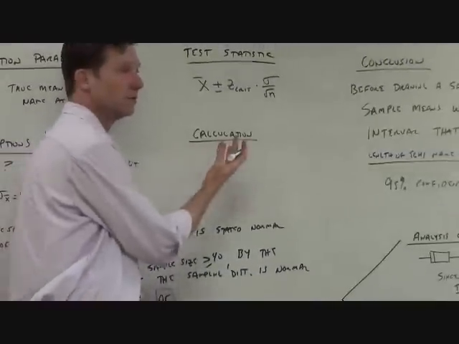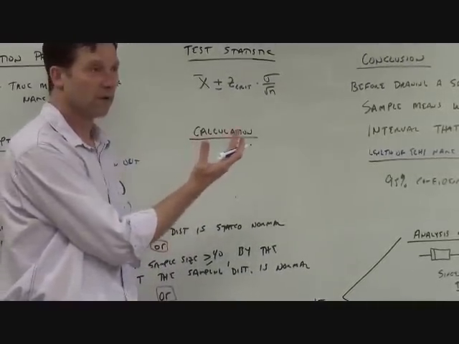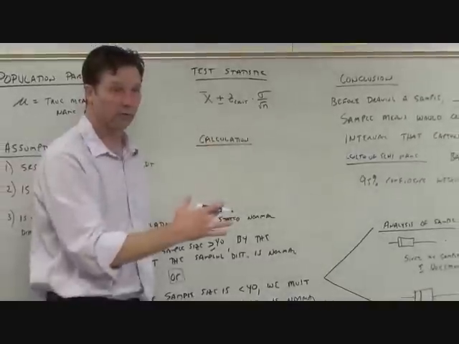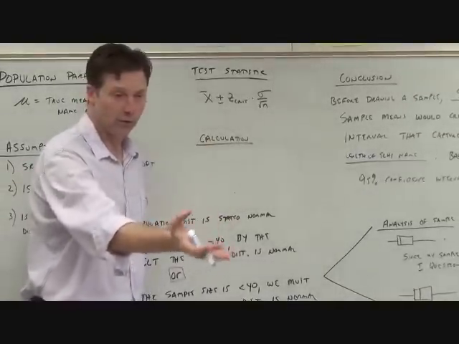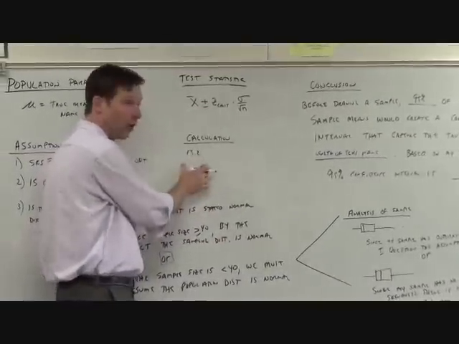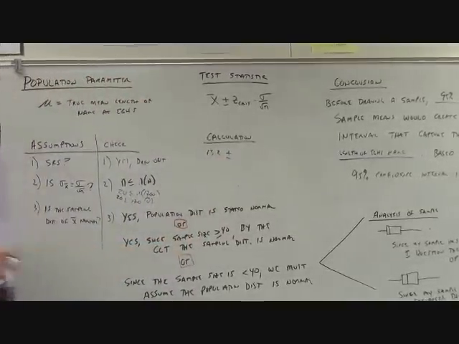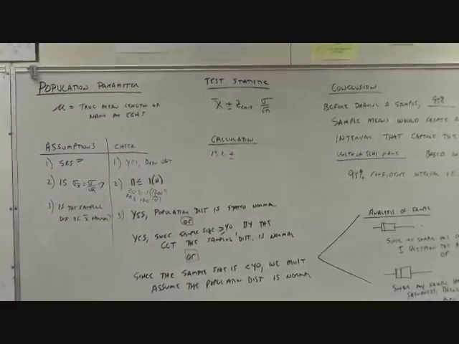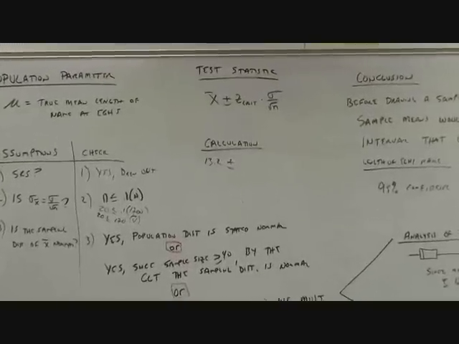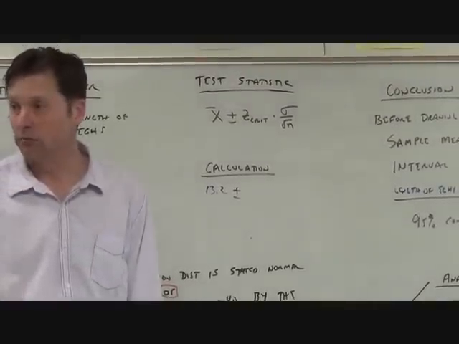X bar. Everyone's got a different one, don't they? So I don't know what yours is. Write down your x bar. Madison, I'll work with you. What was your x bar? 13.2. Okay, so you're writing in your x bar. Plus or minus. Now we're going to do a 95% confidence interval. So what is the number that I'm going to put in here? How many standard deviations do I need to go?